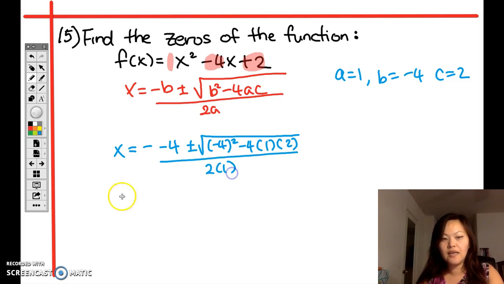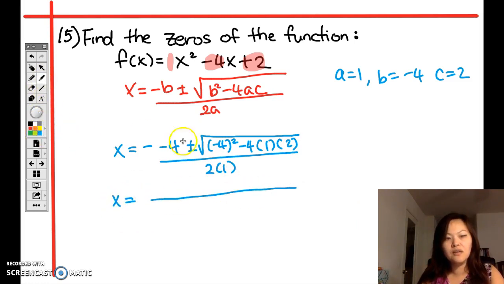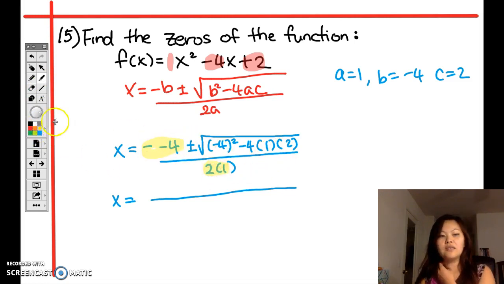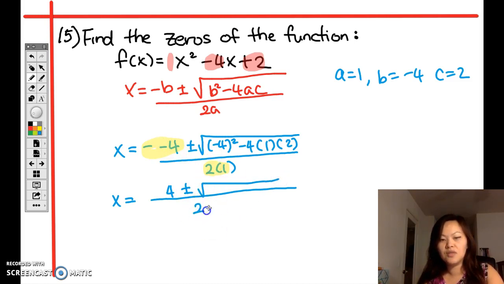2 times a. It always helps when you first work on this and that, and then do the others later on. Just take care of the easy stuff first. So 2 negatives make a positive, so that's positive 4 plus or minus, and then 2 times 1 is 2 at the bottom. Now let's look inside. Negative 4 squared is 16, and then negative 4 times 2 is negative 8. So x equals 4 plus or minus square root of 8 over 2.